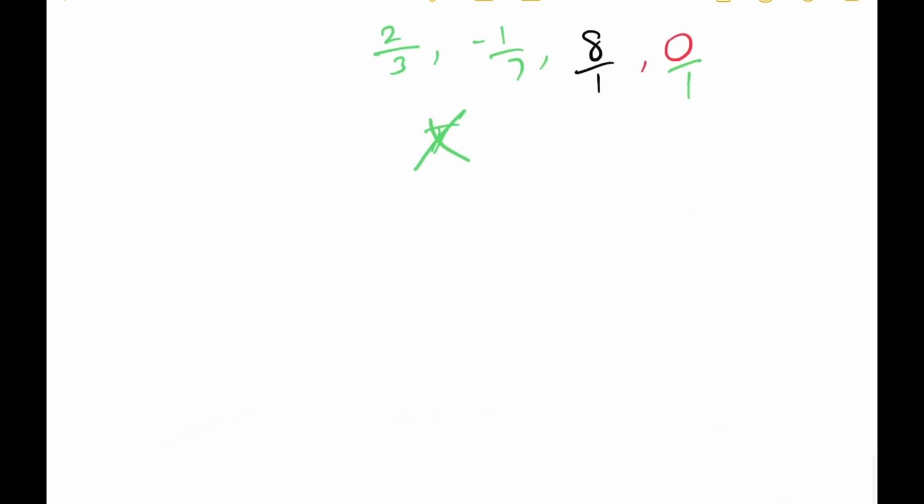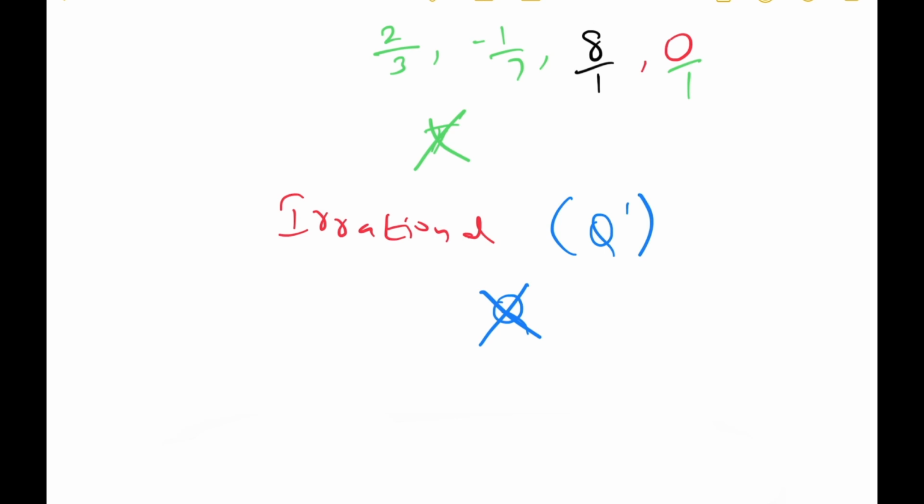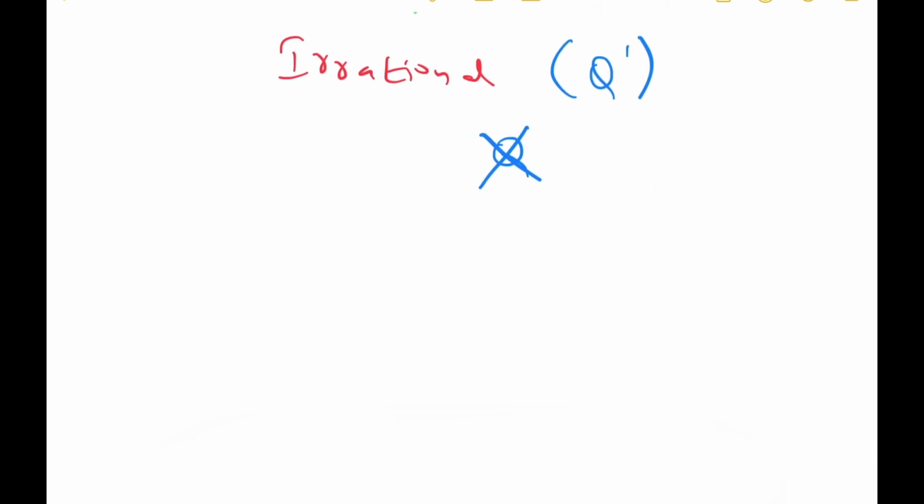Now the next one is irrational numbers. The numbers which are not rational are called irrational numbers, and these irrational numbers are represented with Q dash. Now moving to our chapter, that is real numbers. The combination of rational and irrational numbers is called real numbers. I repeat, the combination of rational and irrational numbers is real numbers. Real numbers are represented with capital R.